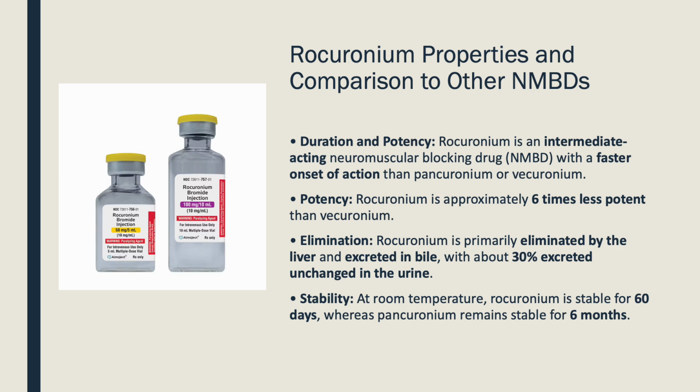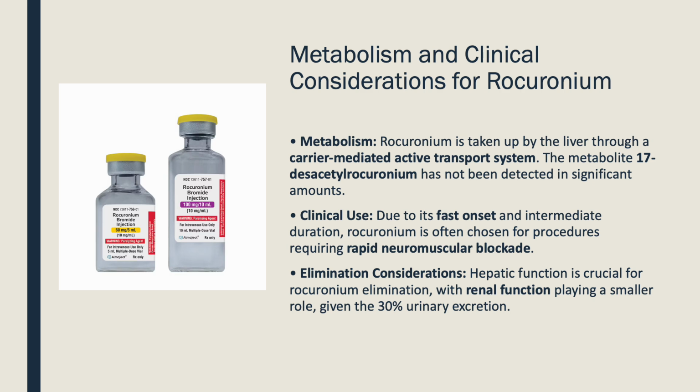Rocuronium is stable at room temperature for up to 60 days. Faster onset, 6 times less potent, so 1/6 the potency, and stable at room temperature. Now, rocuronium is metabolized in the liver. Its metabolic pathway results in a small amount of a metabolite, which has really not been detected in significant amounts. So it's fairly good in its clinical use: fast onset, intermediate duration.